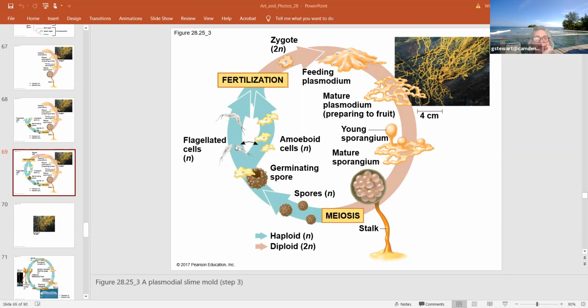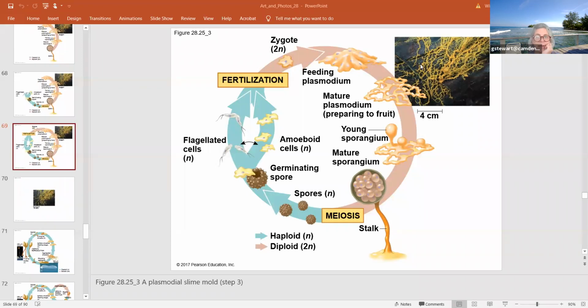Spores are going to germinate, form these two different types of cells, either amoeboid cells or flagellated cells, similar to male and female, but we don't call them that. They're both N, so haploid, and they're going to fuse to form a zygote, and that forms a new plasmodium. Now the cellular slime mold, these are usually brightly colored.